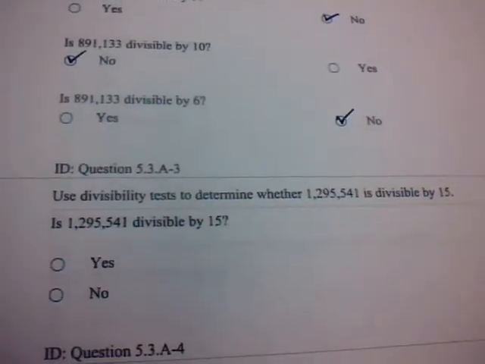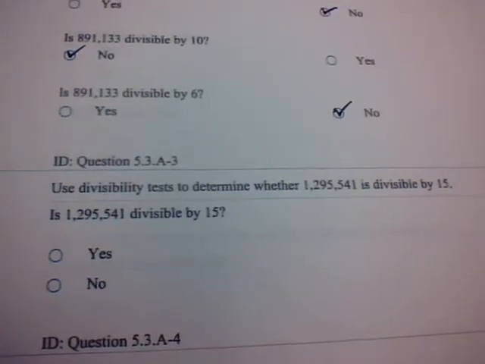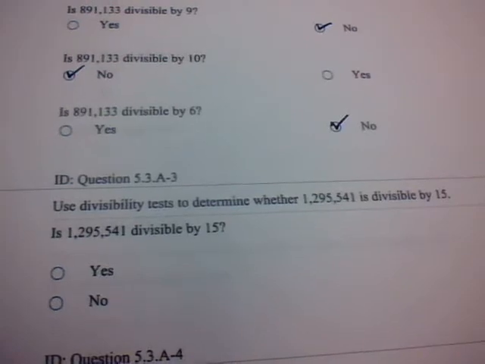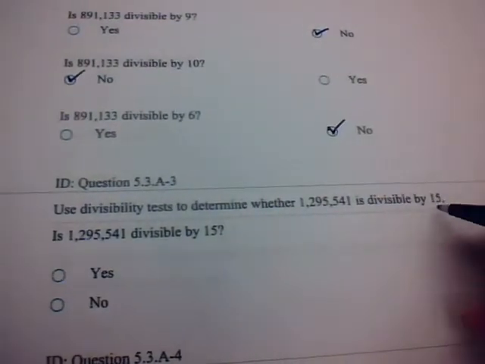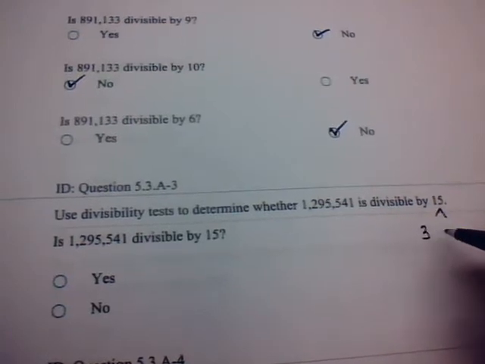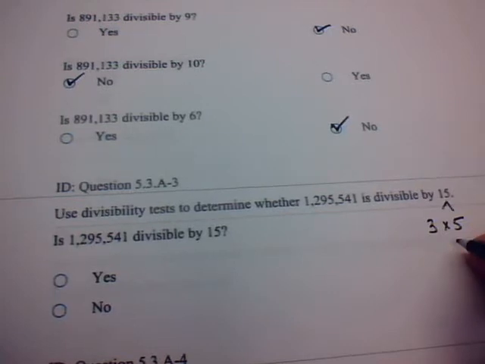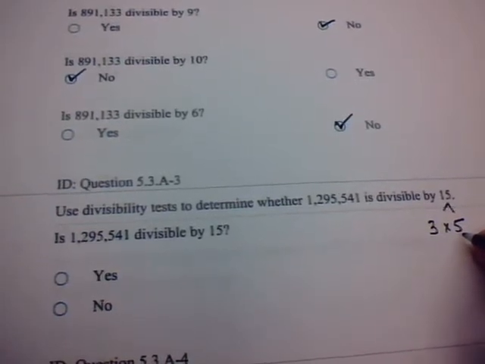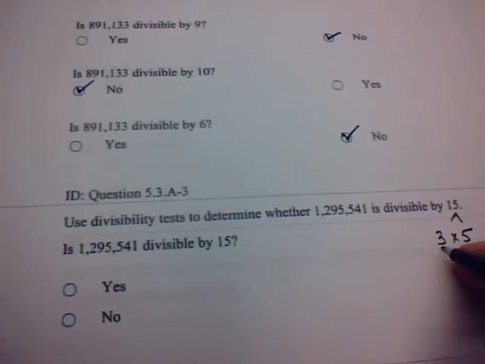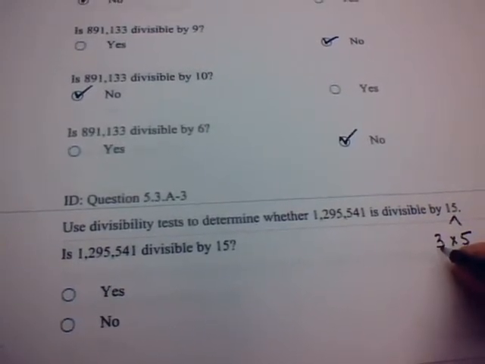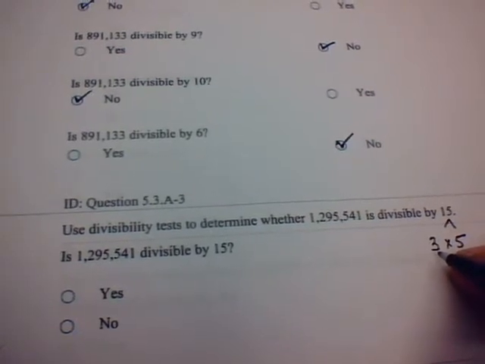Right, number 4, use the divisibility test to determine whether 1,295,541 is divisible by 15. Well, let me break 15 up into 3 times 5, because I know the divisibility rule for 3 and the divisibility rule for 5. For a number to be divisible by 3, the sum of the digits in 1,295,541 must be divisible by 3.